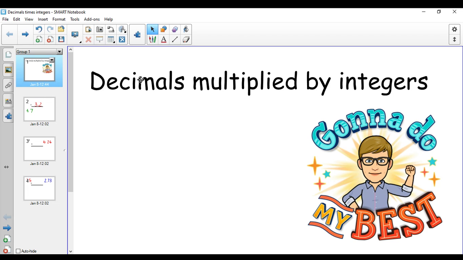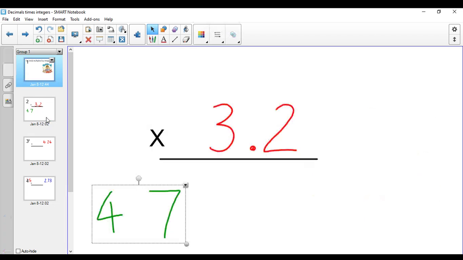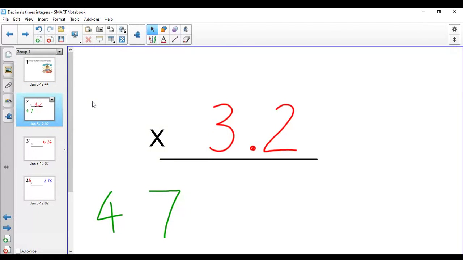Decimals are numbers with value past the decimal point and integers are whole numbers, so 7 is an integer but 7.2 is a decimal. A lot of people get confused with these because we kind of take a place value rule and just chuck it in the bin. Normally, when you're doing column subtraction or addition, you'd have to line up tens above tens, units above units, but we kind of ignore that for multiplication.